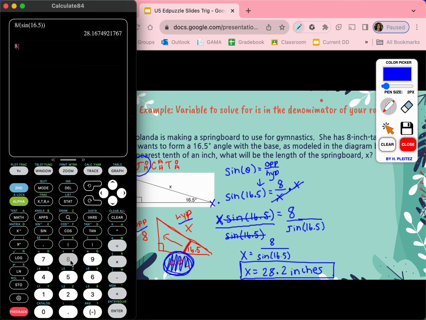Now, in this question, you probably could have just done 8 divided by sine of 16.5 without the extra parentheses and got the same thing. My bad, I keep doing the same thing, 8 divided by sine of 16.5. There we go. You do get the same answer. So you don't need that extra set of parentheses. I like to be precise, but it is totally up to you.